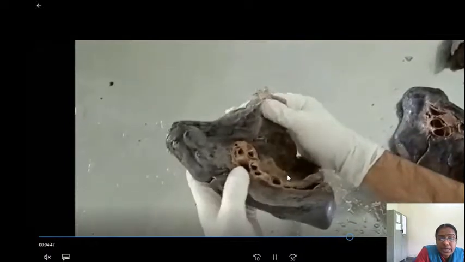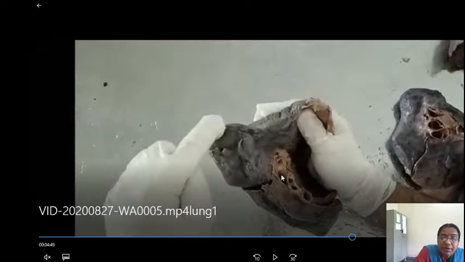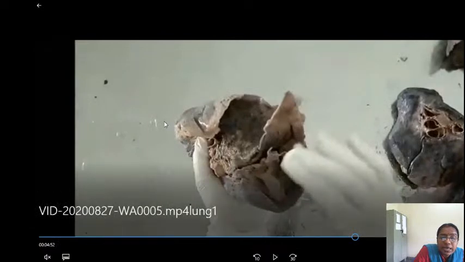Next, the lung we are seeing is the left lung. One thing I need to say here: you can see the right lung and this is the left lung. The right lung is wide but shorter. But the left lung is longer and narrower.